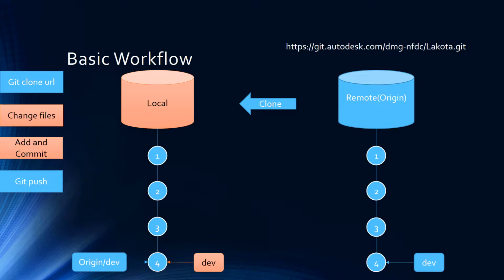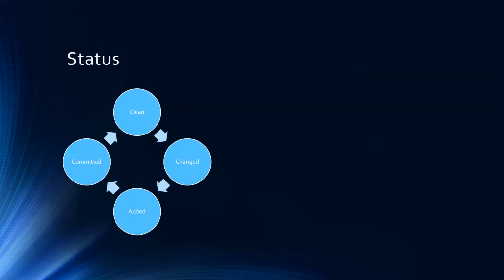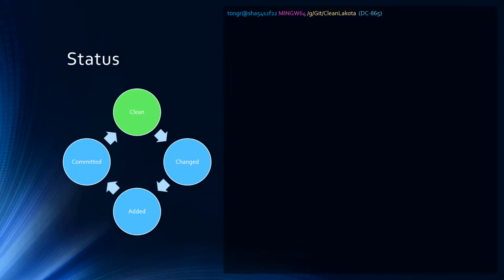Now let's talk about the status of each step. First, you don't do anything and run git status to see the status of your working directory. The command line will tell you nothing to commit, working directory clean.